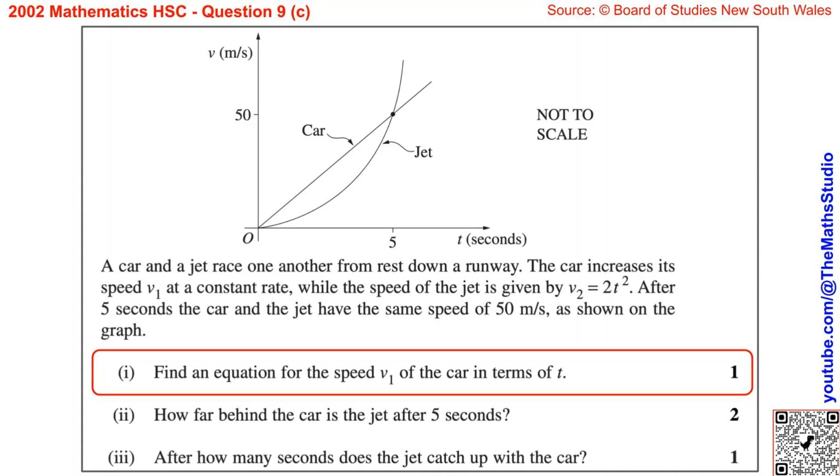Question 9, Part C. A car and a jet race one another from rest down a runway. The car increases its speed v1 at a constant rate, while the speed of the jet is given by v2 equals 2t squared. After 5 seconds, the car and the jet have the same speed of 50 meters per second as shown on the graph. Part 1. Find an equation for the speed v1 of the car in terms of t.